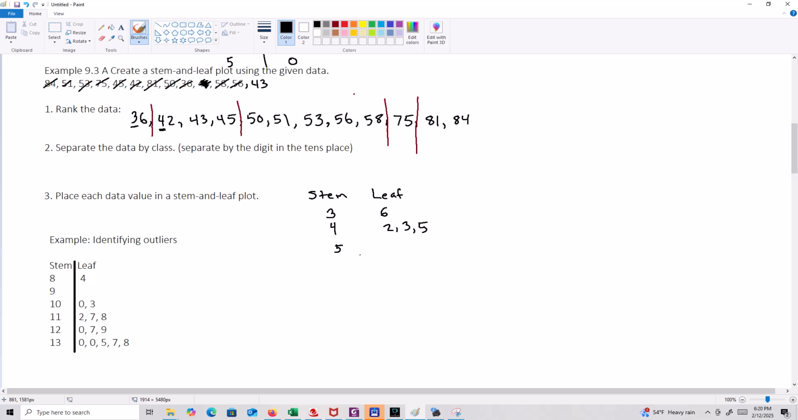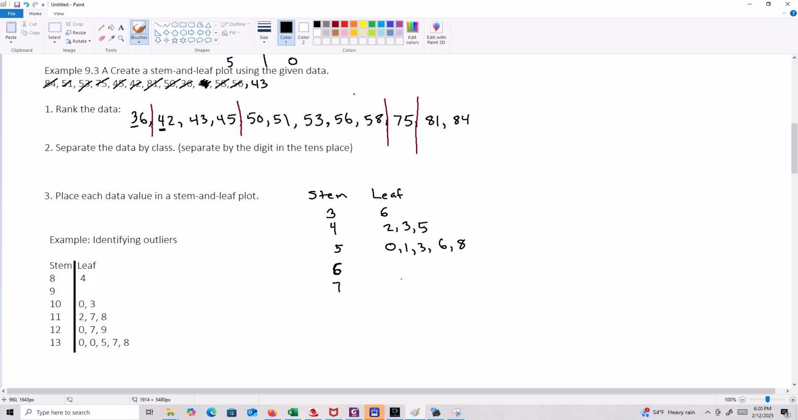Then a stem of 5, and the leaves are 0 for 50, 1 for 51, 3 for 53, 6 for 56, and 8 for 58. Then my next class up is 7, or what's represented in my data, but I can't skip. I can't have a hole there in my stem. So I need that place holder in there, that's 6. But I don't have any data that has a 6 in the tens place. So my leaves will be blank.